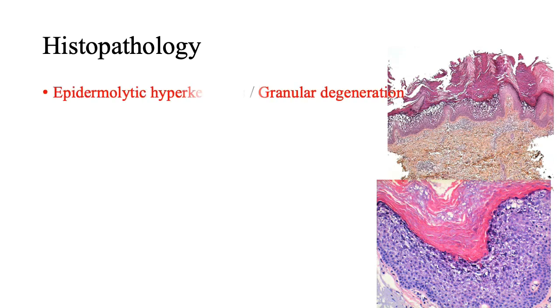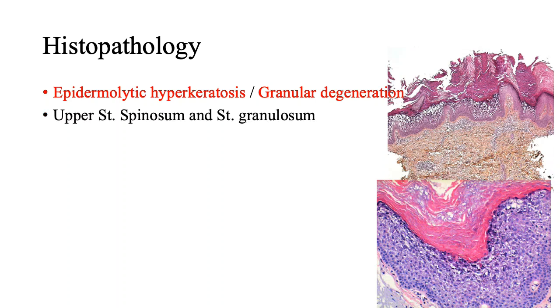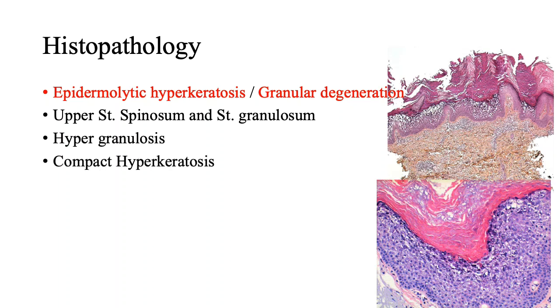Two characteristic microscopy features are noted in this condition. One, epidermolytic hyperkeratosis, and second one is granular degeneration. The upper part of the stratum spinosum and stratum granulosum layers are mainly involved. Hypergranulosis and compact hyperkeratosis are commonly seen in this condition.